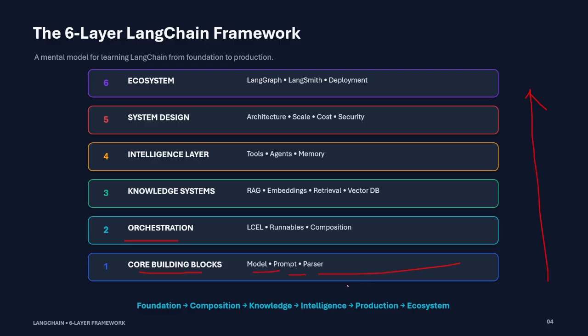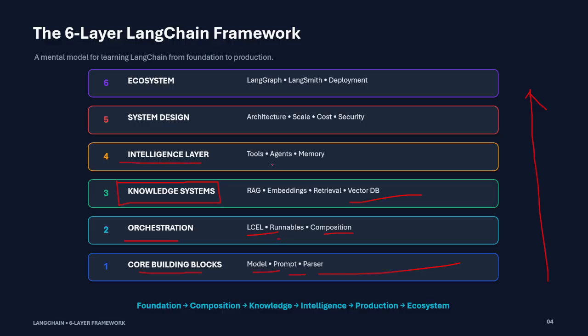This is the orchestration layer, where we are talking about LCEL concepts, runnables, and compositions. And this one is the knowledge system, right? In the knowledge system, we are providing some knowledge to our LLMs, just like we provide RAG, and we provide some embeddings. We will discuss embeddings also, and this is the vector DB.